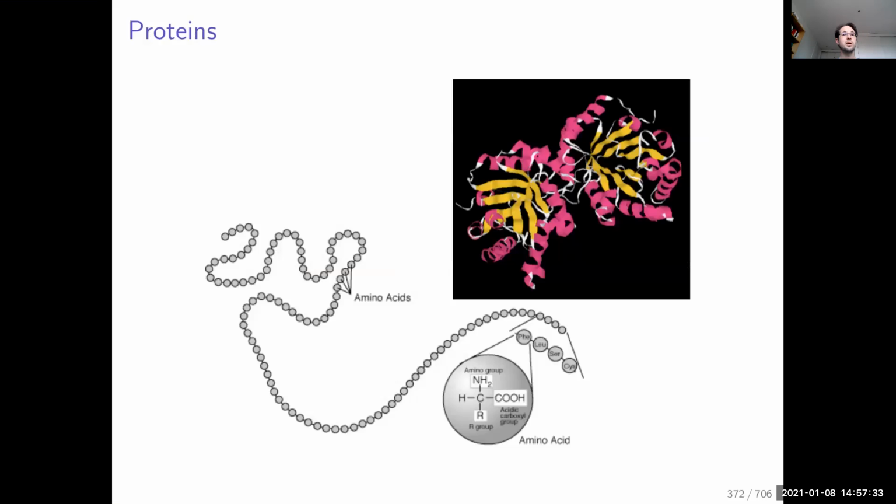Okay, proteins, what they are: sequences of amino acids. I will come back later to amino acids, but for us, we will see amino acids as characters in some alphabet, which is larger than the alphabet of the 4 DNA bases.